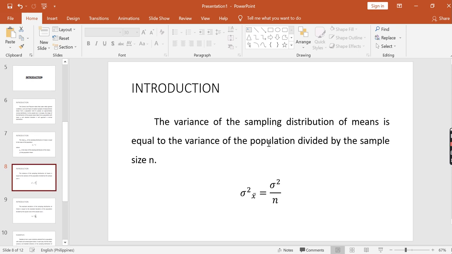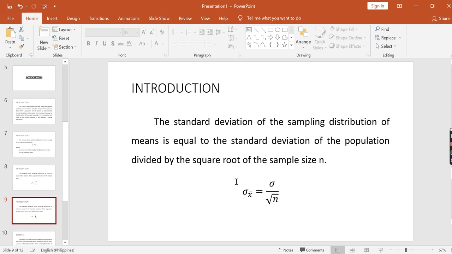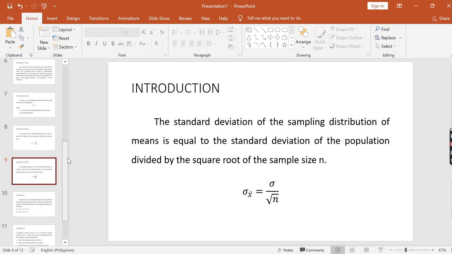On the other hand, the variance of a sampling distribution of means is equal to the variance of the population divided by the sample size n. If you have a given variance of the population, to get the variance of the sampling distribution of means, all you have to do is divide the variance of the population by the sample size. The same goes with the standard deviation. As in a previous lesson, the standard deviation is just the square root of the variance.